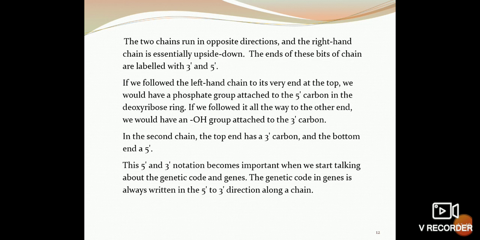This 5 prime and 3 prime notation becomes important when we start talking about the genetic code and genes. The genetic code in the genes is always written in the 5 prime to 3 prime direction along a chain. See now how important this is for human DNA. We see different kinds of DNA.